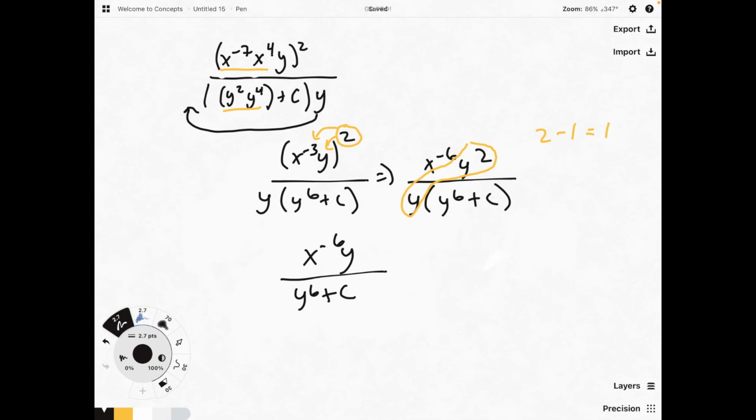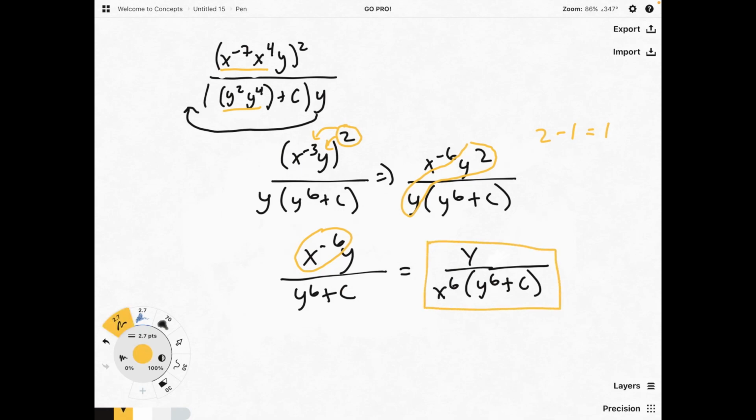Okay, now the last thing we see is this x to the negative 6, and by our law of exponents and negative signs, we know that if it's in the numerator, we just need to move it down to the denominator, and it gets rid of that negative sign. And so let's do that. And so this can be rewritten as y over x to the 6 multiplied by your quantity y to the 6 plus c. And this is our answer because we can't go down any further.